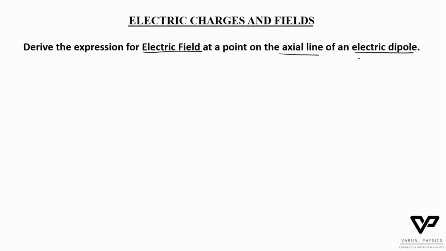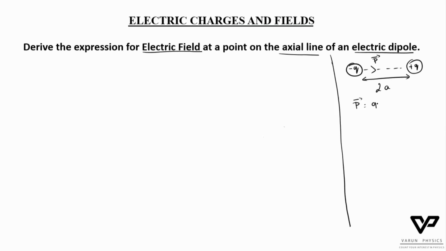Before starting this, we'll discuss some basic concepts. The first concept is that an electric dipole is made up of two charges, plus q and minus q, always separated by a certain distance. We'll represent it with 2a. The direction of the dipole moment, vector p, is always from minus q to plus q.